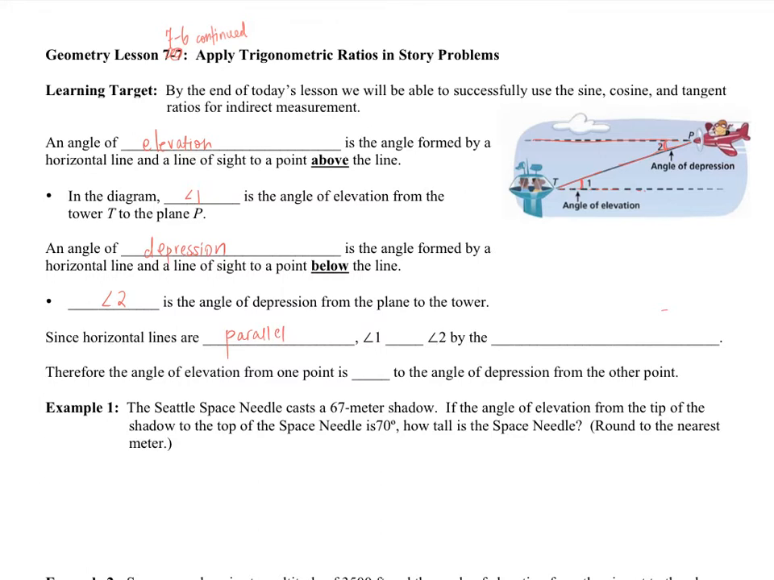angle 1 is congruent to angle 2 by alternate interior angles converse. Therefore, the angle of elevation from one point is congruent to the angle of depression from the other point.